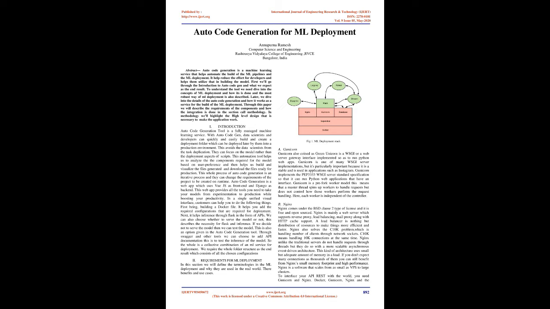A. Gunicorn. Gunicorn, also coined as Green Unicorn, is a WSGI, or web server gateway interface, implemented so as to run Python web apps. Gunicorn is one of many WSGI server implementations, but it's particularly important because it is stable and is used in applications such as Instagram. Gunicorn implements the PEP 3333 WSGI server standard specifications so that it can run Python web applications that have an interface. Gunicorn is a pre-fork worker model. This means that a master thread spins up workers to handle requests but does not control how those workers perform the request handling. Here, each worker is independent of the controller.